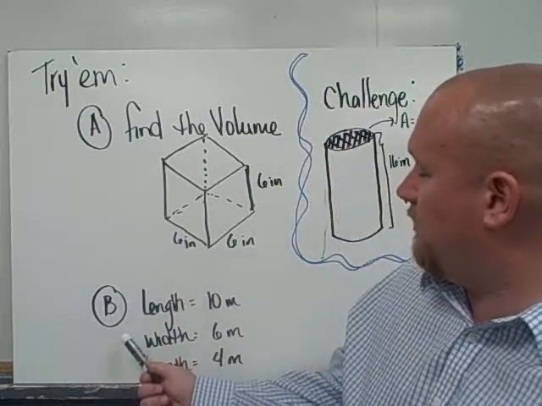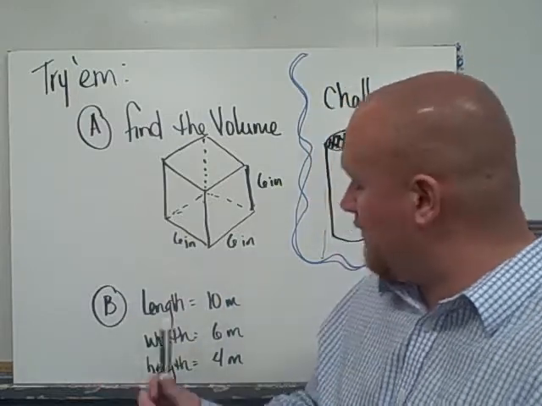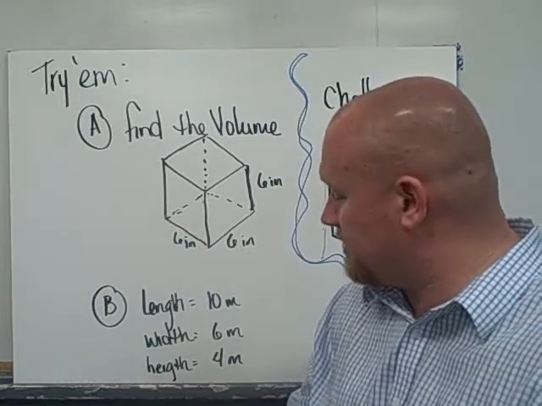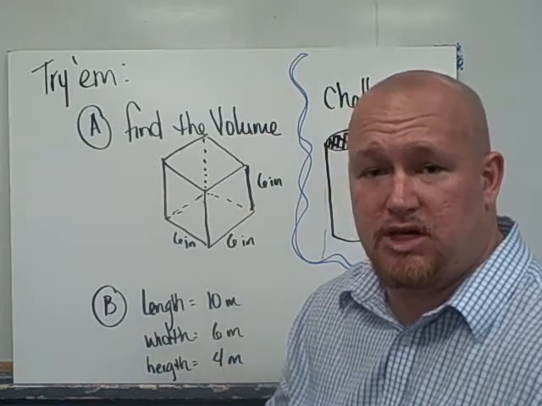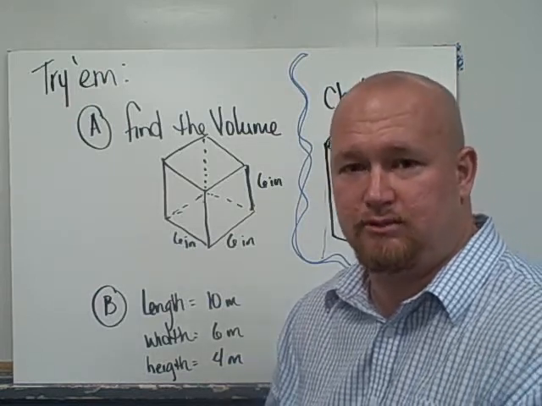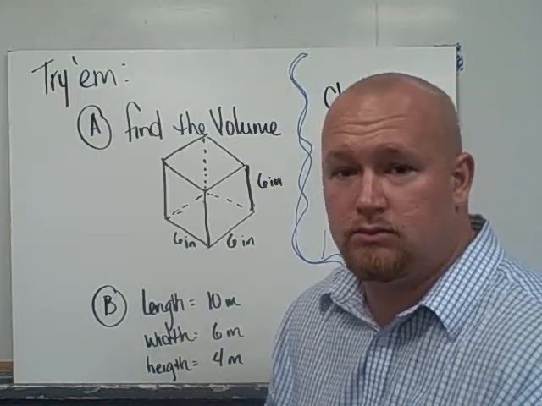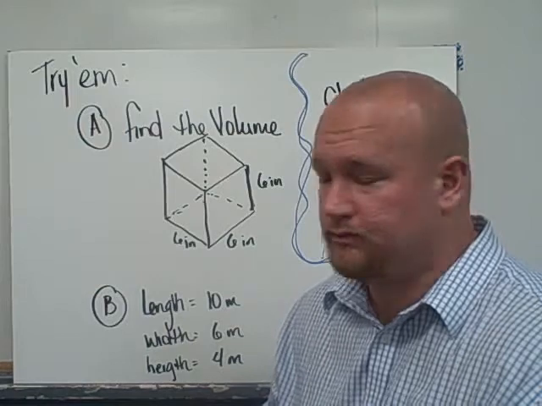I also want you to find the volume for this, B. I'm telling you the length is 10 meters. I'm telling you the width is 6 meters. And I'm telling you the height is 4 meters. I'm not really telling you what the shape is or putting it in context. I'm just giving you the numbers. It could be a trailer. It could be a stage. Take your pick. I don't care.